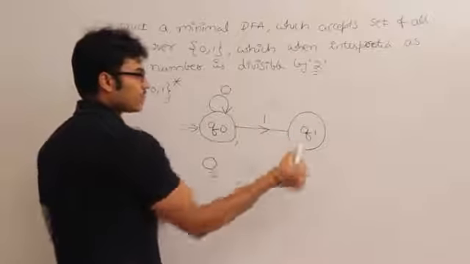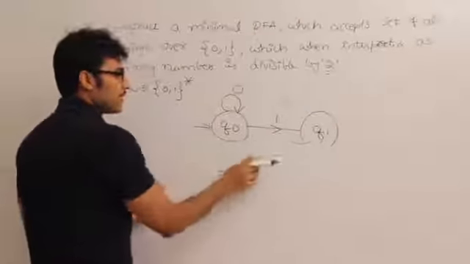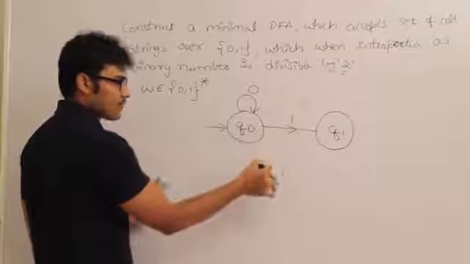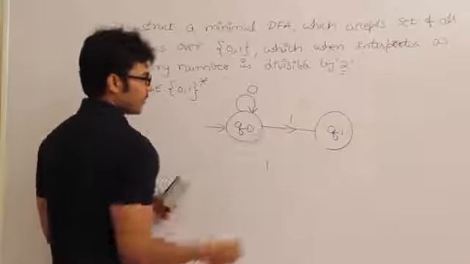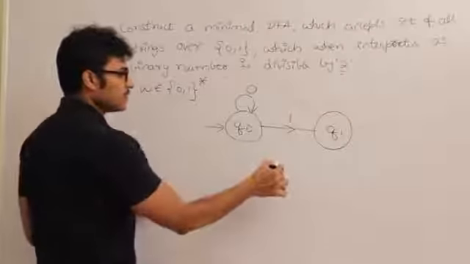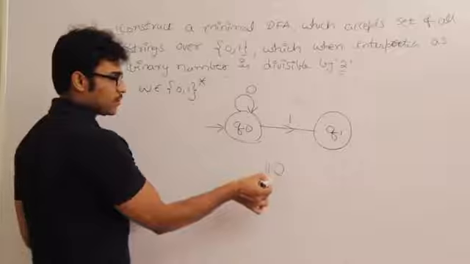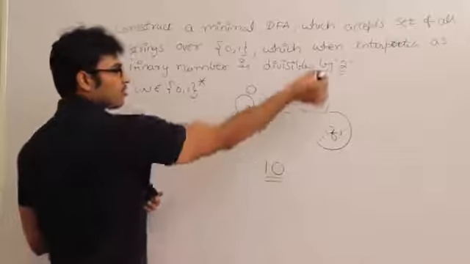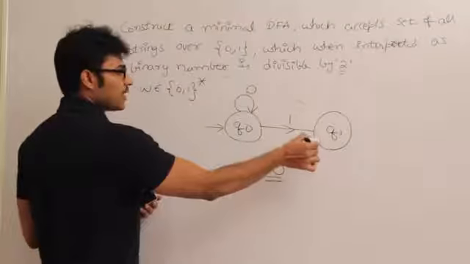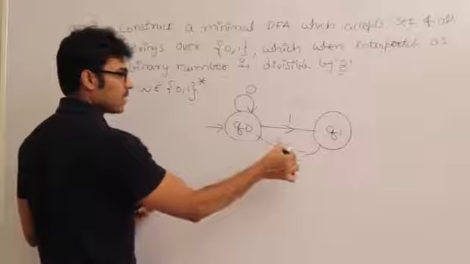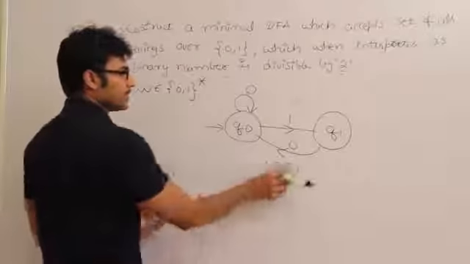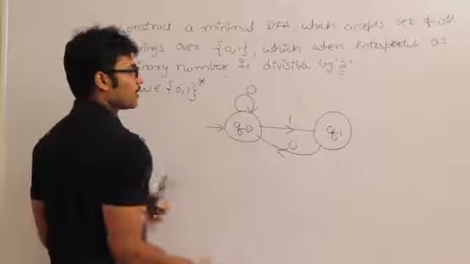Now let us say I am in Q1. How did I reach Q1? You have already seen 1 and you have moved to Q1, and if you see a 0 to the right of it, it is nothing but 2. And what is 2? 2 divided by 2, remainder is 0. Therefore, on seeing 0, I'll come back. Is this a DFA? No. Q1 is not complete on 1.